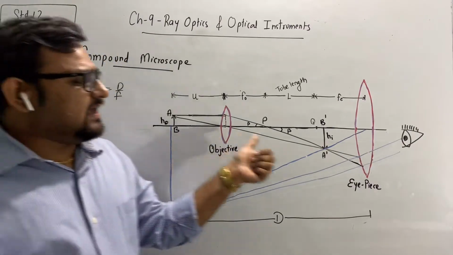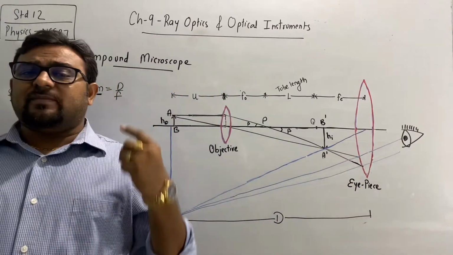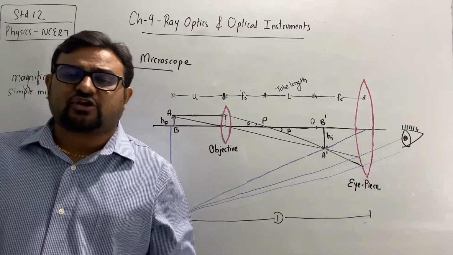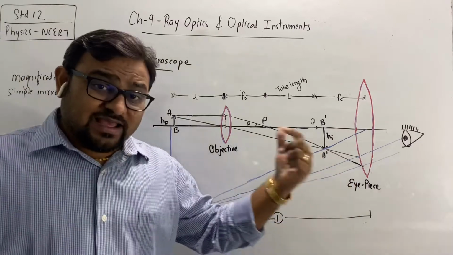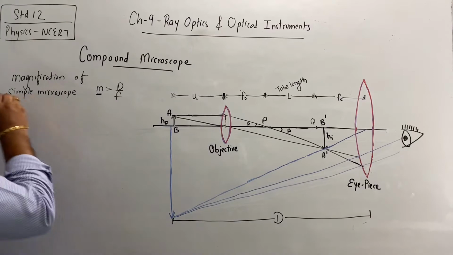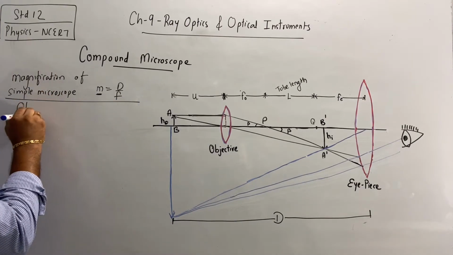then the magnification of the eyepiece, and remember the combination of lenses. When two lenses are used, the magnification is the product of the magnifications of both the lenses. So it's M1 into M2. In this case, I will take MO into ME. So first, let's take the objective lens.